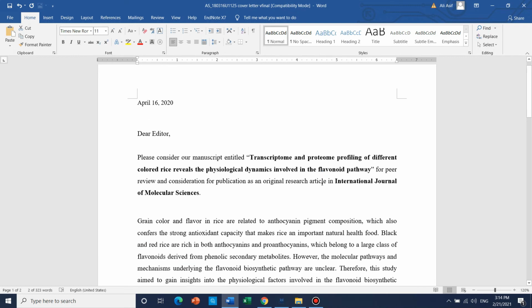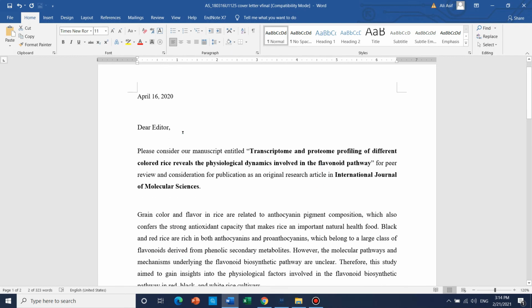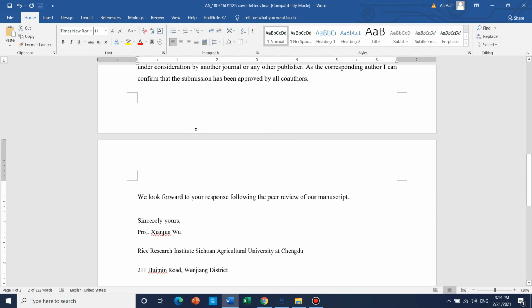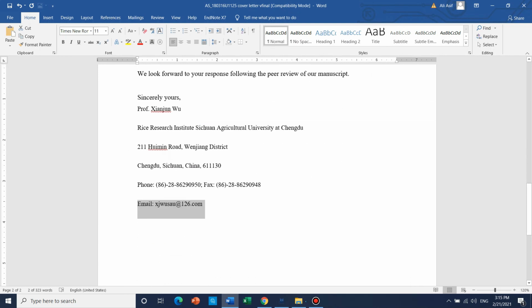If you write these five parts, the editor will know what you want to submit in that article.